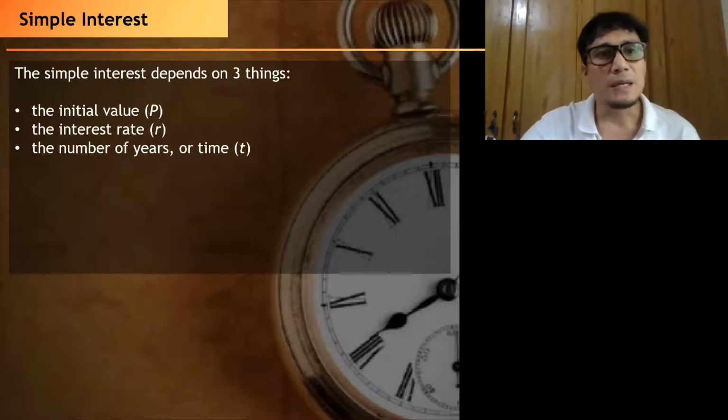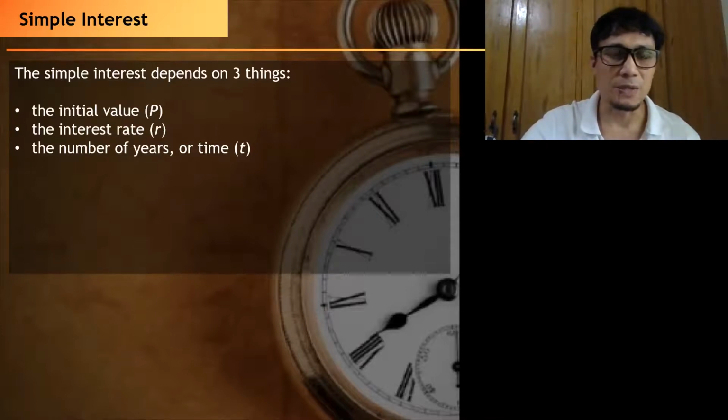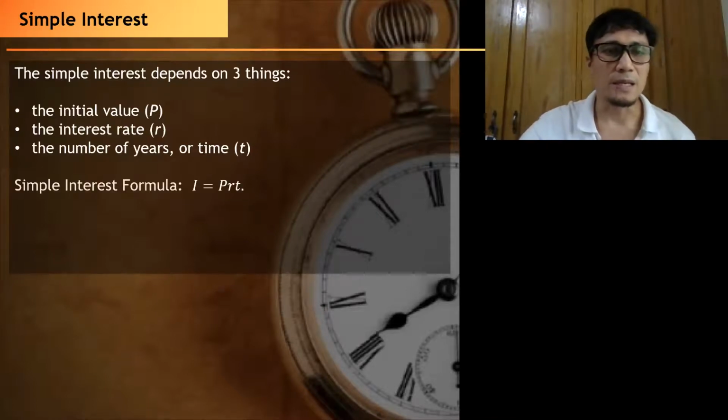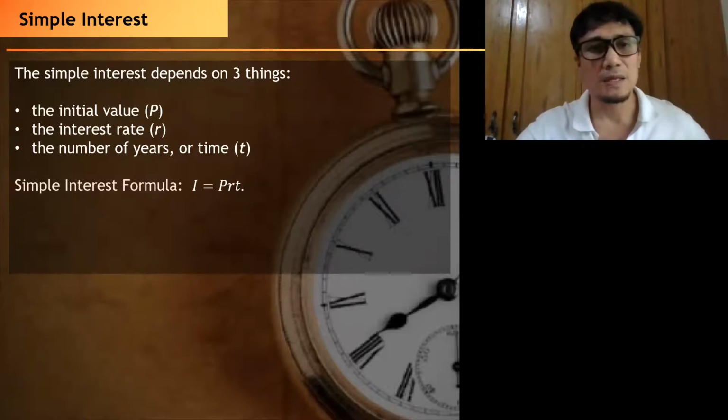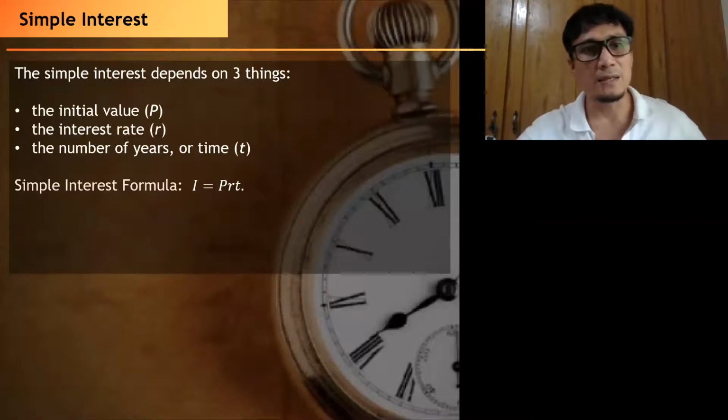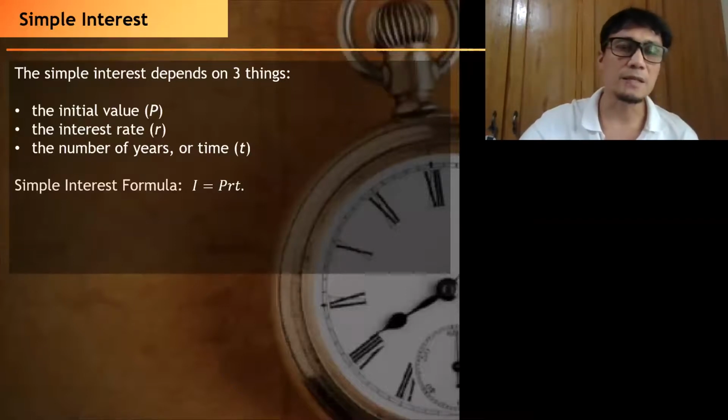Okay. And these three quantities are related to what we call the interest earned. Okay, when you invest something, and this is what we call the simple interest formula, and this is given by I, that's our notation for the interest earned, equals PRT, or P times R times T, where P is the principal amount or initial value, R is the rate of interest, and T is the time.